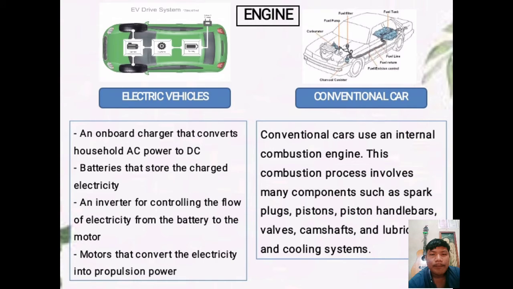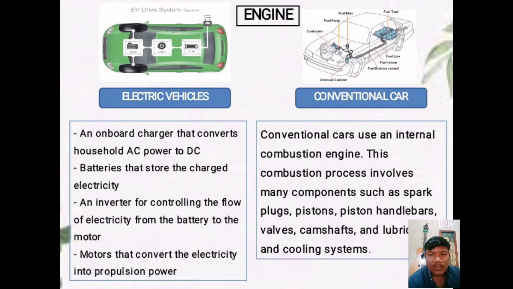The next slide is the first comparison about the engine. Electric vehicles are typically comprised of four main elements. The first is an onboard charger that converts household AC power to DC. The second is batteries that store the charged electricity. The third is an inverter for controlling the flow of electricity from the battery to the motor. And the last is motors that convert the electricity into propulsion power.